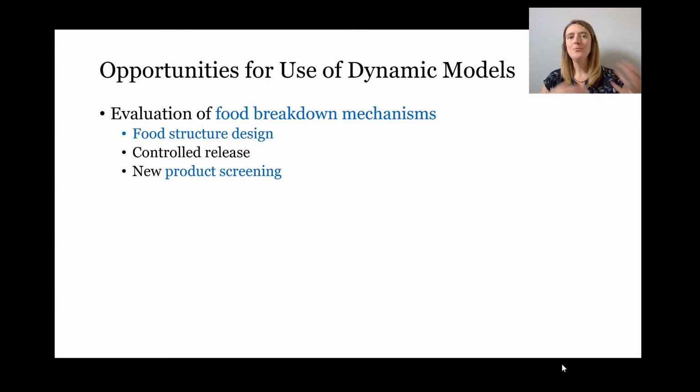So I think these opportunities for use of dynamic models are kind of self-explanatory. We really want to understand these food breakdown mechanisms so we can design specific food structures to have the breakdown rate that we want depending on the outcome, whether it's a fast delivery or a slow delivery, and we'll be able to use this for new product screening.